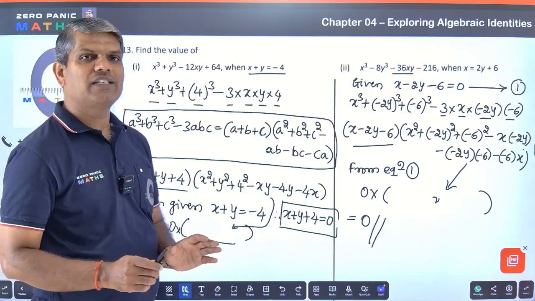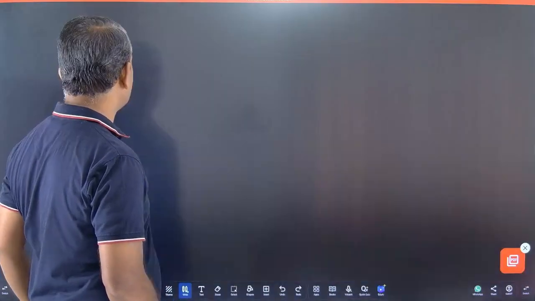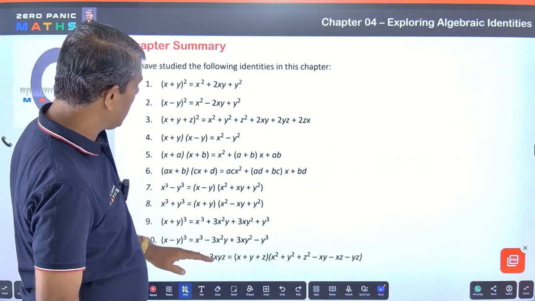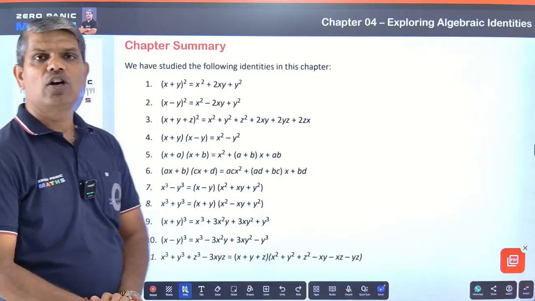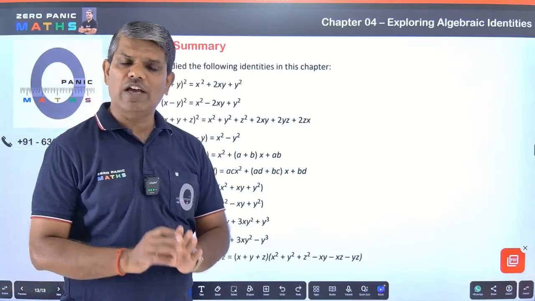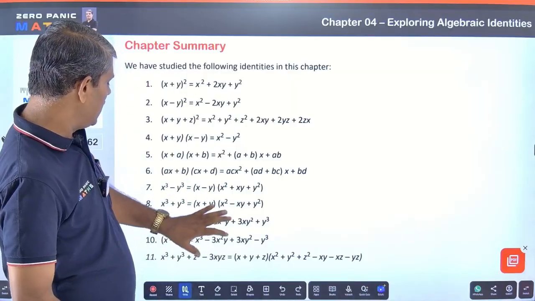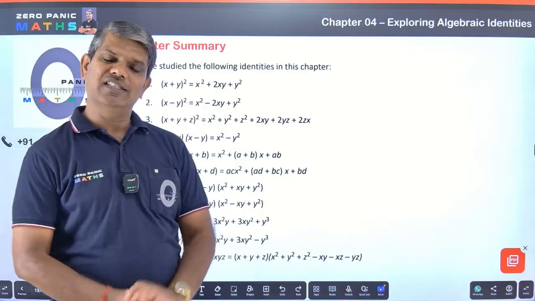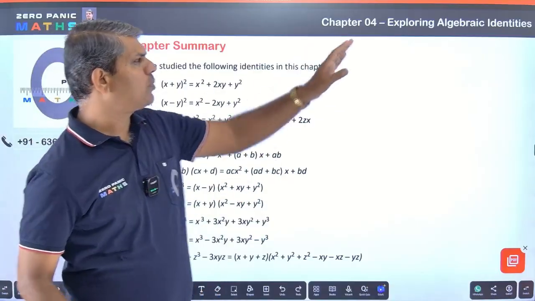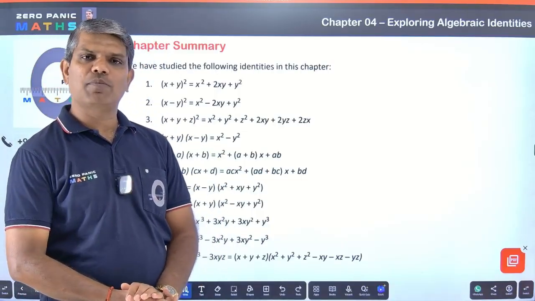Okay, so this completes the end of chapter exercises of chapter 4, exploring algebraic identities. Finally, if you can see the chapter summary, there are 11 different kinds of algebraic identities we have already studied. I will not go through all these because in some problem or other we have used all these identities. Just make a note of these 11 identities, go through them, and remember them. So this is chapter 4, exploring algebraic identities. Hope you have understood all the identities and the problems related to them.